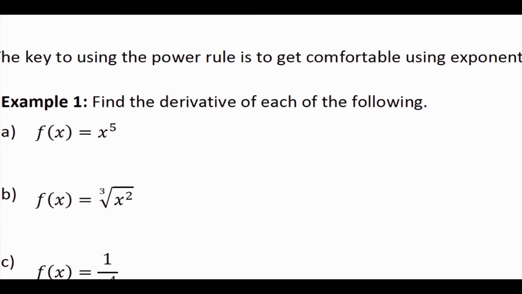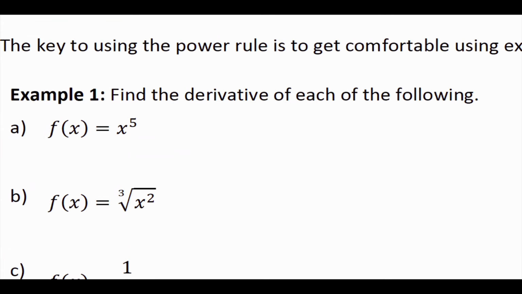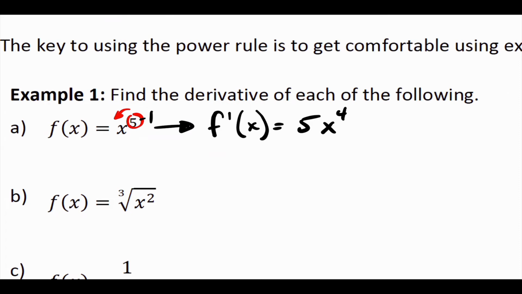So here we go. Let's try letter A. I'm going to take the 5. The 5 is going to move to the front. There's nothing there, or I shouldn't say nothing, because there is a 1 there. So the 5 moves to the front. And then I subtract 1 from the power that was already there, and it makes 4. That took us about 30 seconds, if that. Probably more like 15 seconds, right? I went very slow on that one.